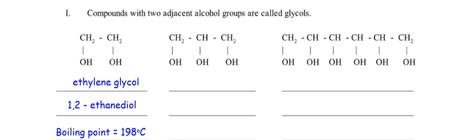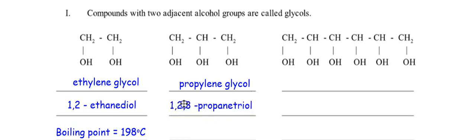The next one is also very interesting. This is propylene glycol. How do you think you would name it if you were doing the IUPAC name? Go for it. All right, I have 1,2,3-propanetriol. And notice its boiling point's even higher.